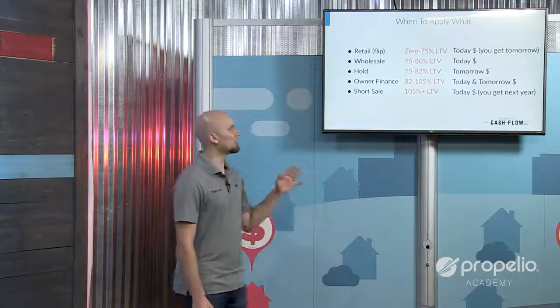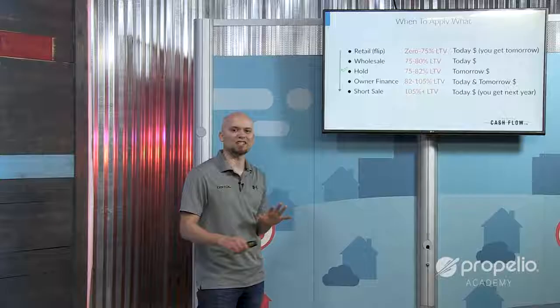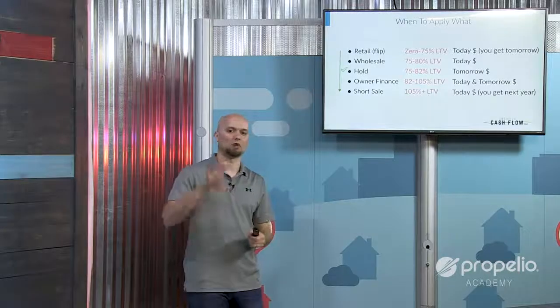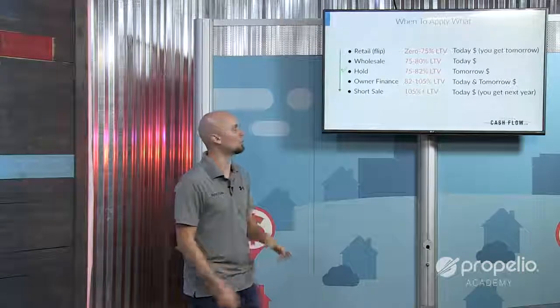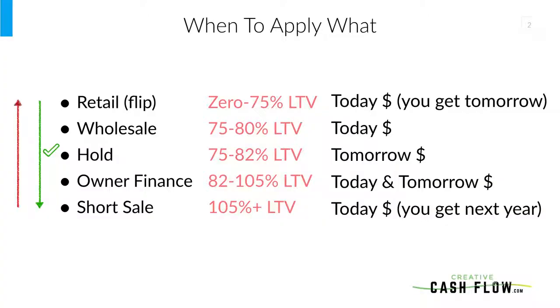Now, when looking at this graphic, it's really important to understand you can go one way on this graphic, right? If you get a deal at 70 cents, you can fix and flip it, you can wholesale it, you can hold it, you can owner finance it. You can't short sale it; it's kind of a specific scenario where you have to owe more than it's worth for that to work. But you can go one way on this graphic. What you can't do is go the other way.